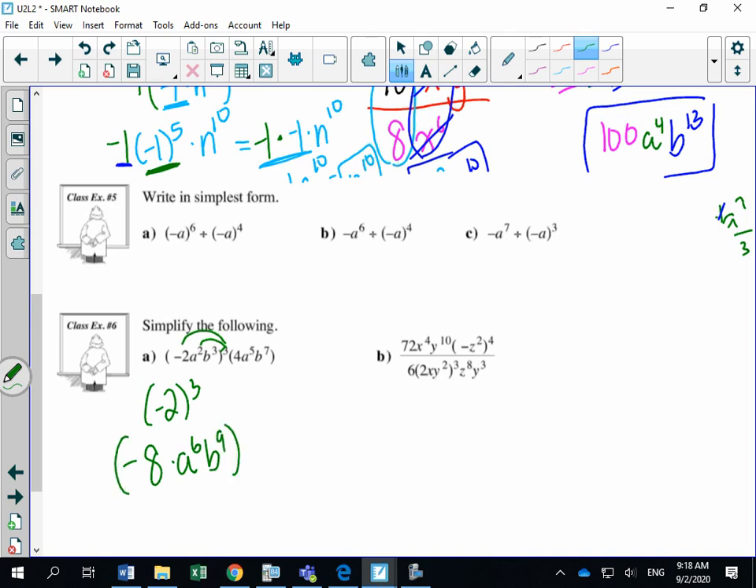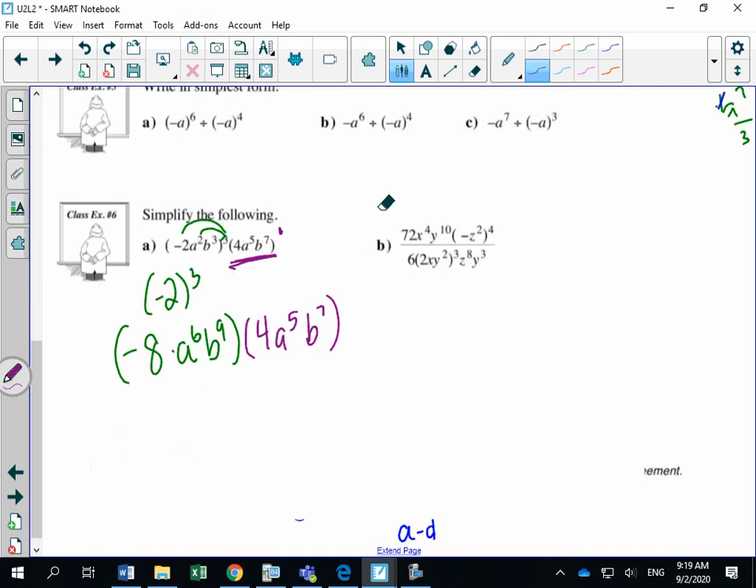That's what you would have for the first bracket after you distribute your 3 in. The second bracket, there's an invisible 1 there, which means basically that bracket just stays the same. So 4a to the 5, b to the 7. Now I could do what I previously started with. So now let's deal with these two brackets. So deal with your coefficients. Negative 8 times 4 is negative 32. Your a's, you're going to add, and you're going to get a to the 6 plus 5, which is 11. And your b's, you're going to add, and you're going to get 9 plus 7, which is 16.